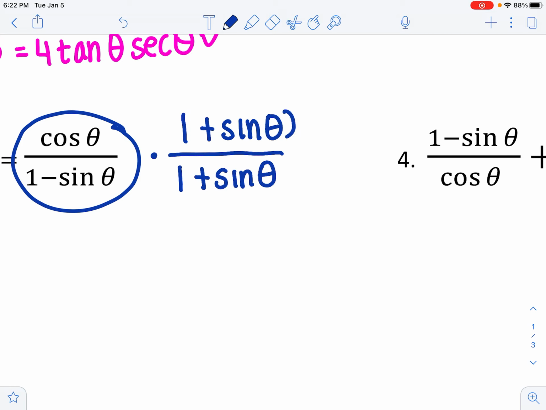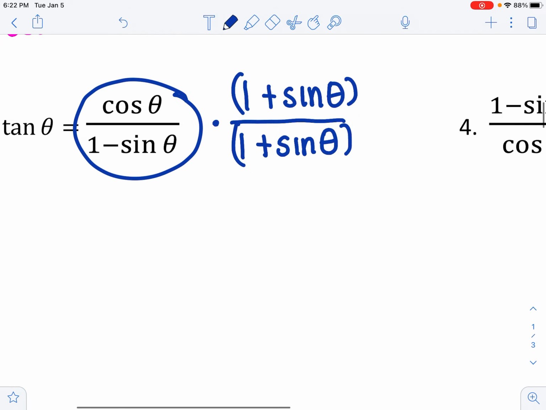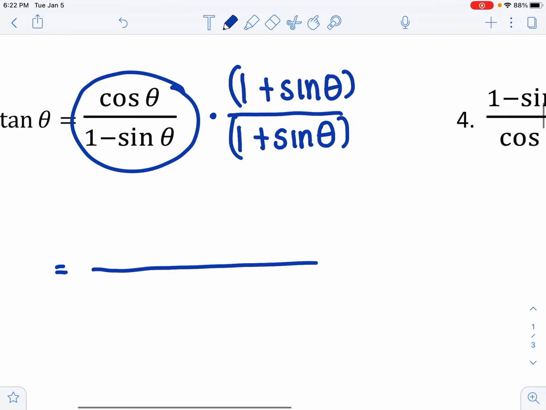1 plus sine of theta. All right, so you should realize what you're going to do here. The whole point of multiplying by the conjugate of the denominator is to get that new denominator, which you can replace. 1 times 1 is 1.